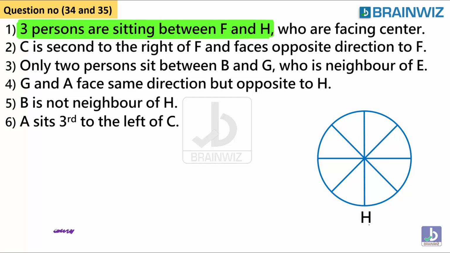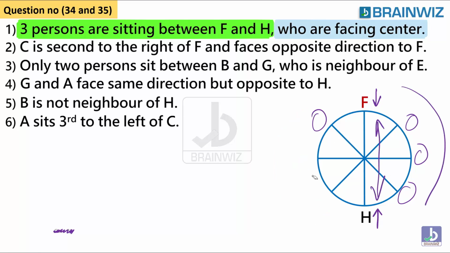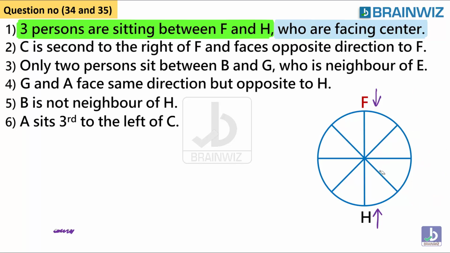3 people. Suppose H is here, 1, 2, 3. 3 people are there between this thing. So F should be here. Are you understanding, everybody? Is it clear? Who are facing center? F and H both are facing center. Like this also you see 3 people are there between them. Means directly or indirectly it is saying that these 2 people are opposite to each other. So till here, no problem, you all people have.